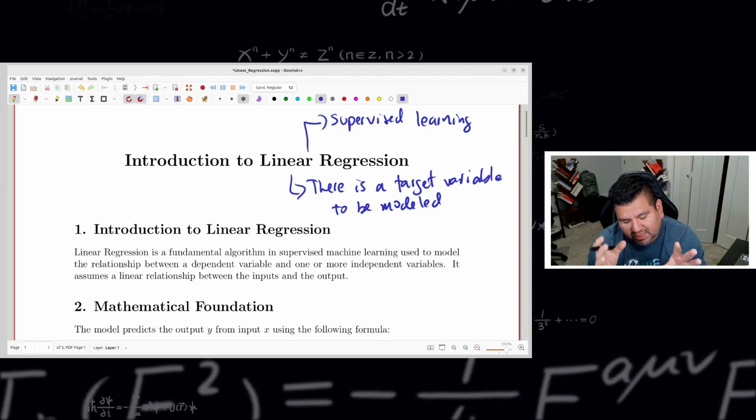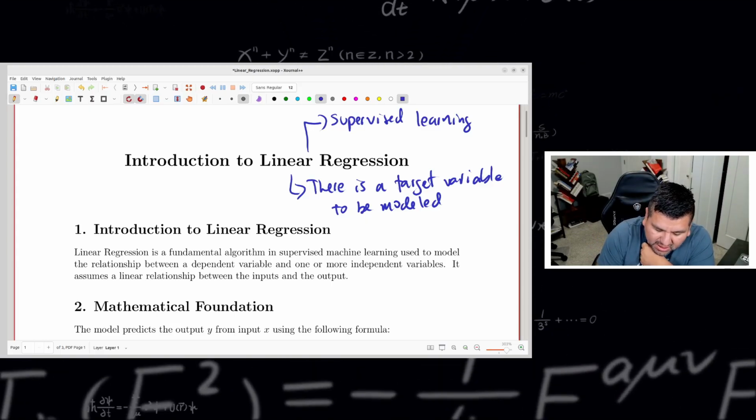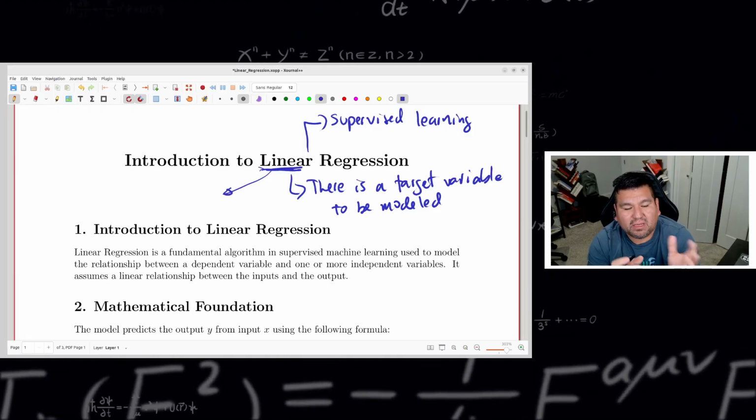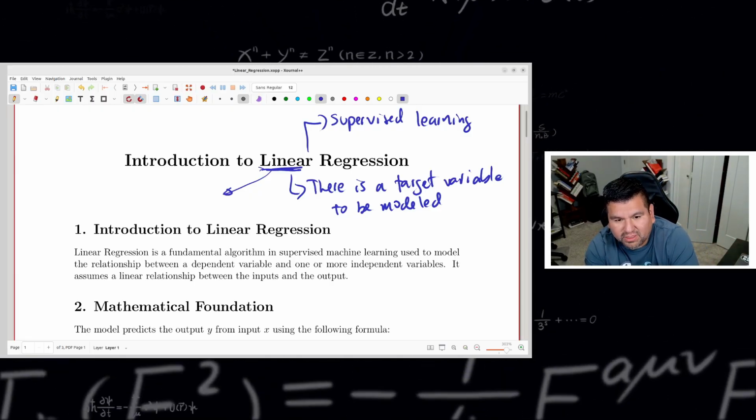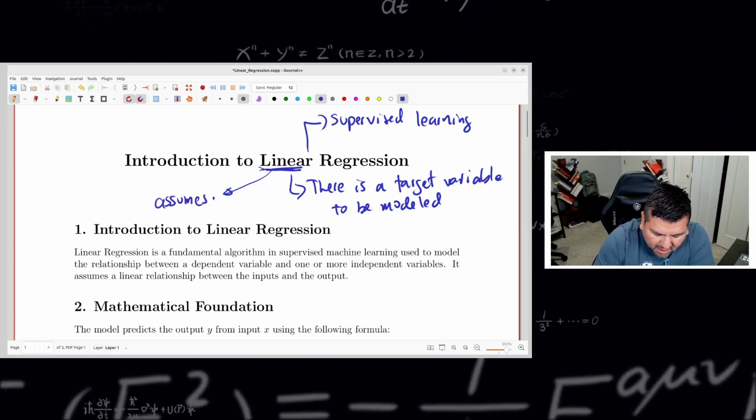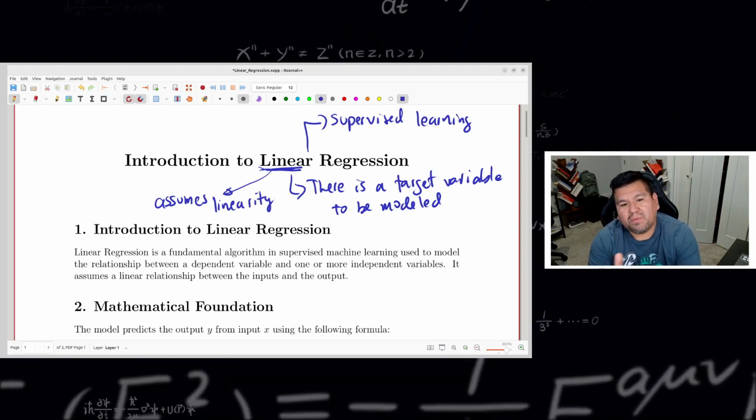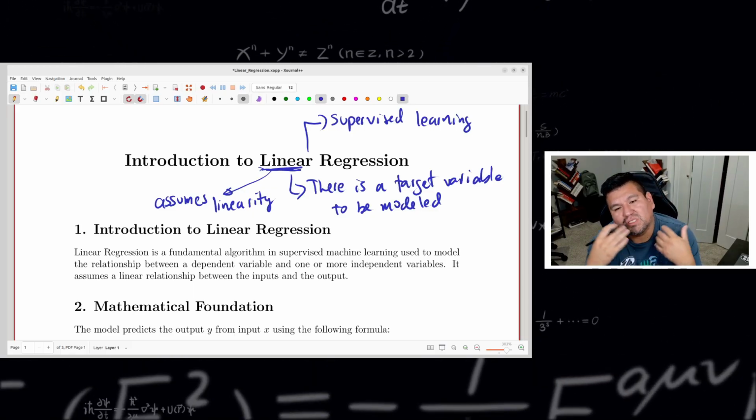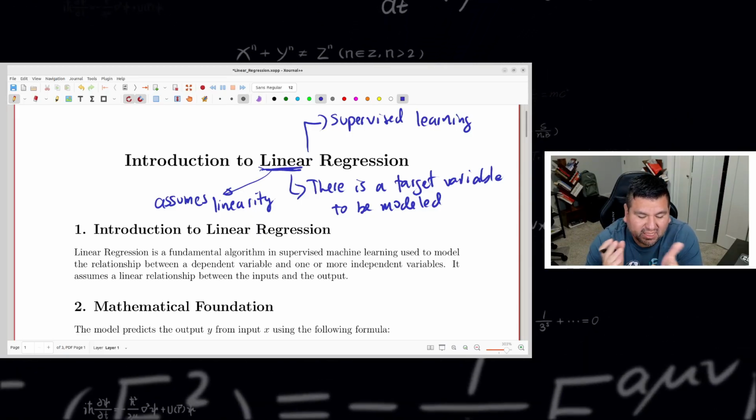Now, there is an important component when it comes to linear regression. As the name suggests, we make an assumption that the relationship between the input variables and the target variable is linear. So it assumes linearity, which may be applicable in some cases, but for most of the data sets out there, the assumption of linearity is not going to be satisfied.